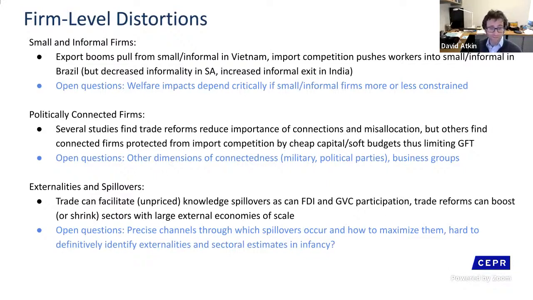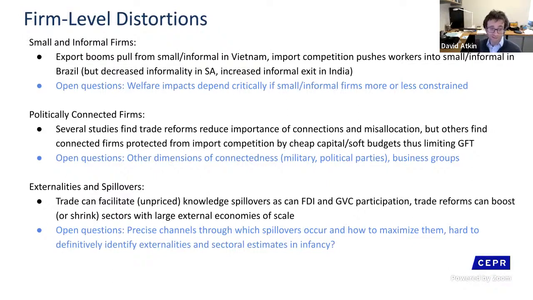And then obviously the remaining open question here is, are small informal firms less constrained than big ones, which is obviously critical to answering the question of whether or not these changes in the firm size distribution are going to improve or worsen efficiency.